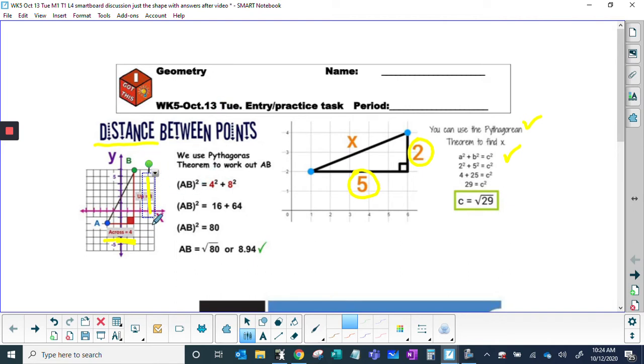So let's get started on this week 5, October 13th, where we're trying to learn to use slope for distance. Now we've been doing slope for a couple weeks, this whole idea of rise over run. If we have those numbers from rise over run, we can actually calculate the distance. And I'm going to show you how we're going to do that.